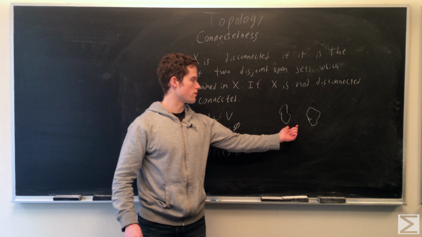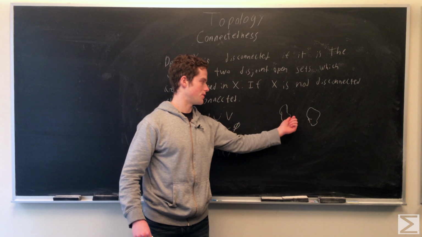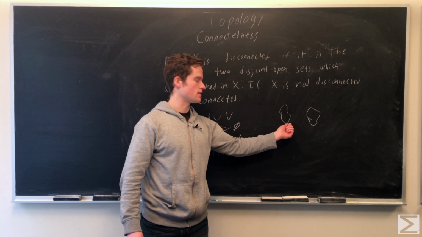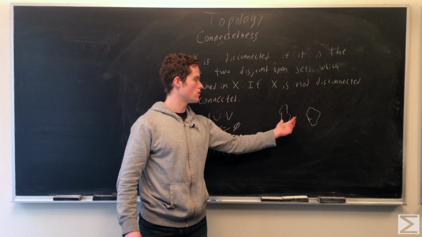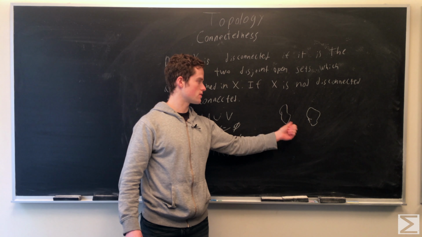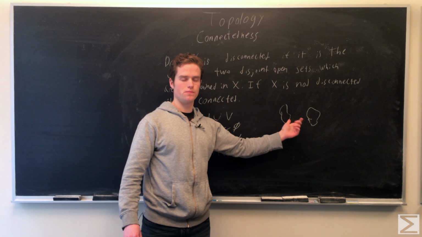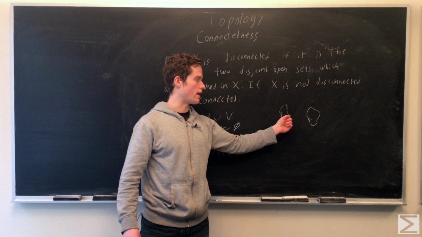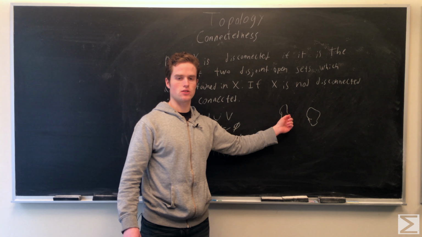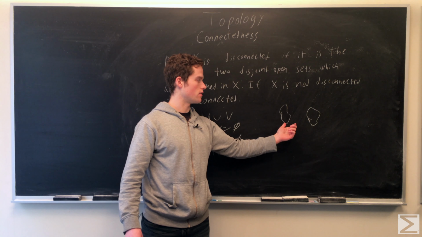For example, if we think of these two circle-like shapes in R2, this as a subspace of R2 is disconnected. We can take the open sets to be all of one disk and then all of the other disk. These two are open subsets of this subspace. They have non-null intersection with the subspace. They have a null intersection with each other, and their union is the whole subspace.